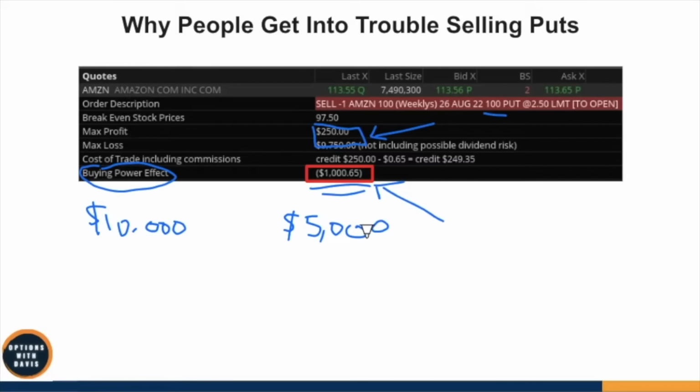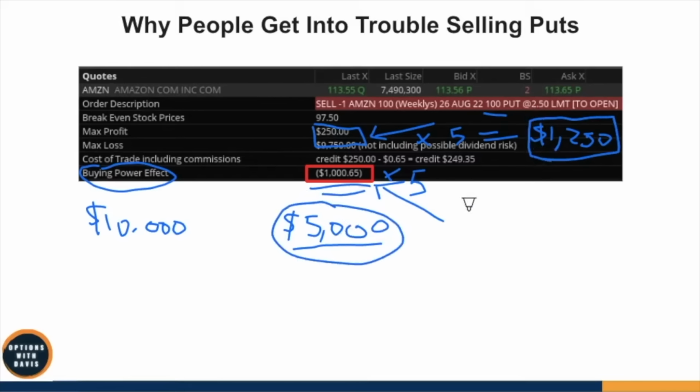So they start to think to themselves, hey, if I've got $5,000, that means I can actually sell 5 of these put options. If I sell 5 of these put options, how much premium will I be able to receive? Right? So they have $250, times 5, and the amount of credit or premium which they'll receive is $1,250.